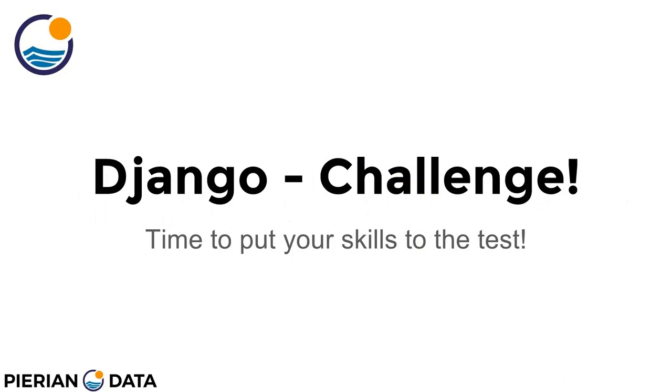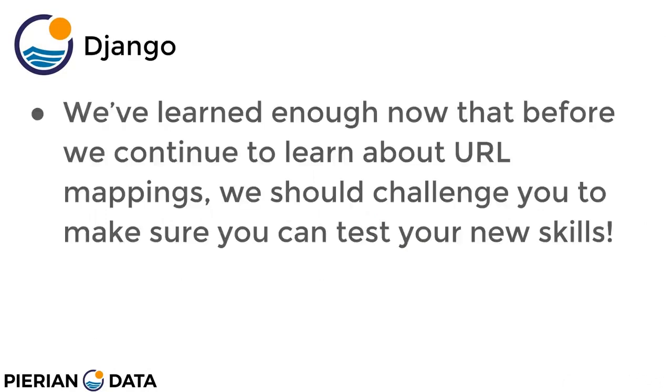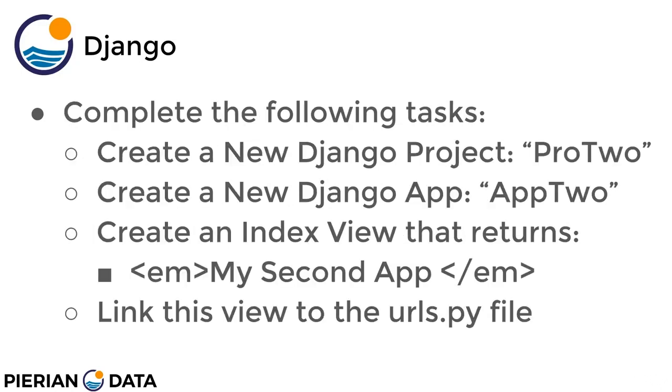And welcome back. It's time for a challenge lecture to put your new skills to the test. We've learned enough now that before we continue to learn more about URL mappings, we should challenge you to make sure you can test out your new skills. I want you to complete the following tasks. First, create a new Django project and call it something like Pro2 or Project 2. Then, create a new Django application, and you can call it App2 or Application 2, and this will go inside that new Django project.